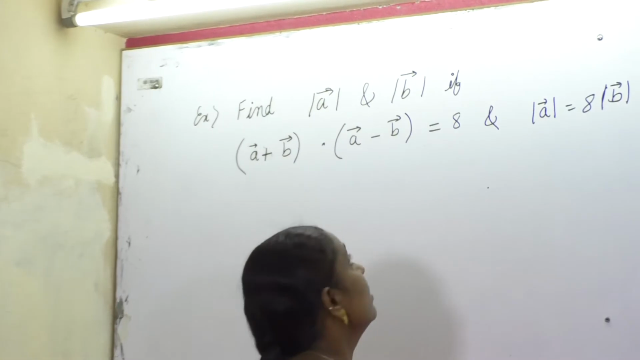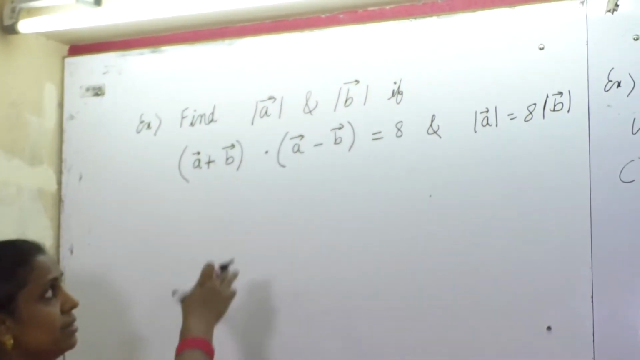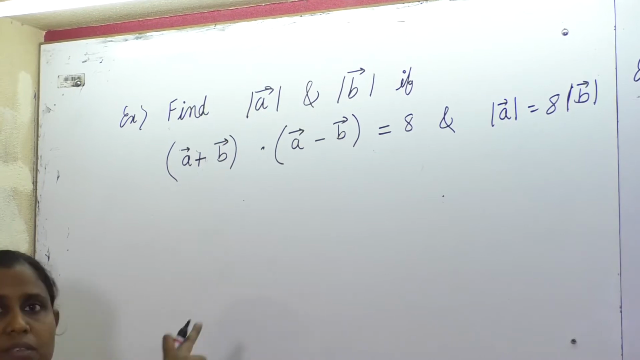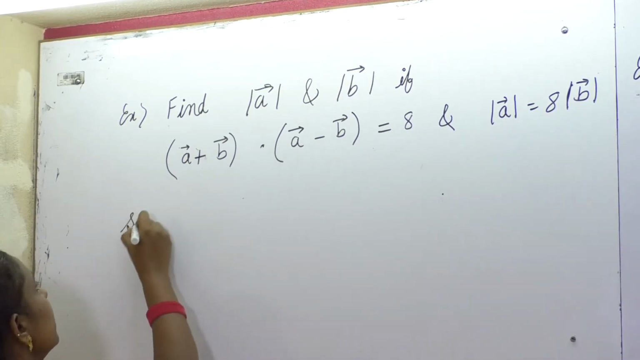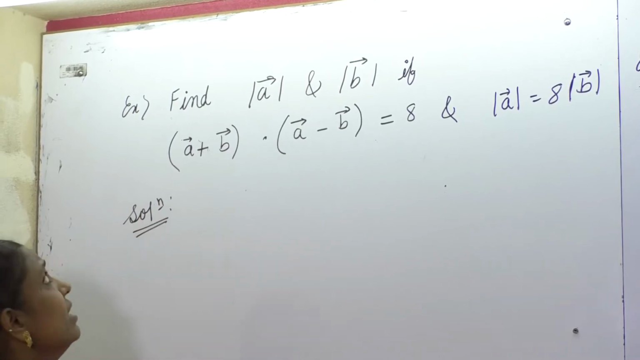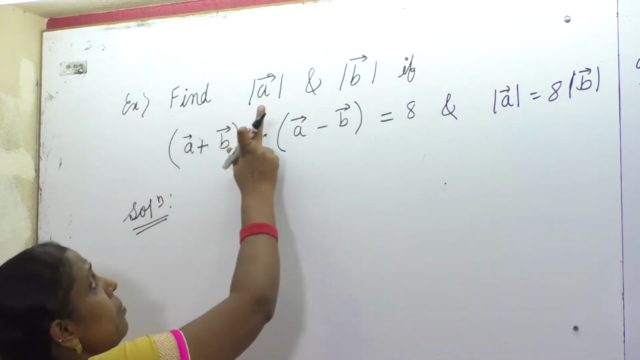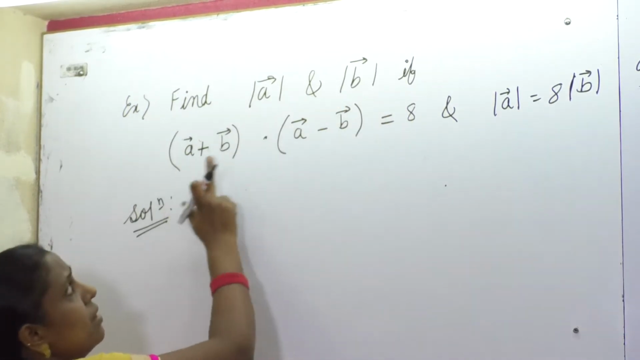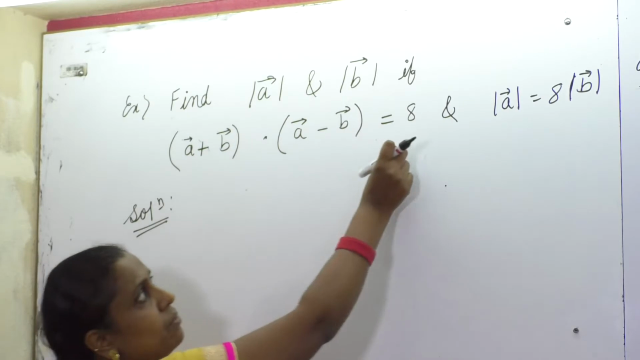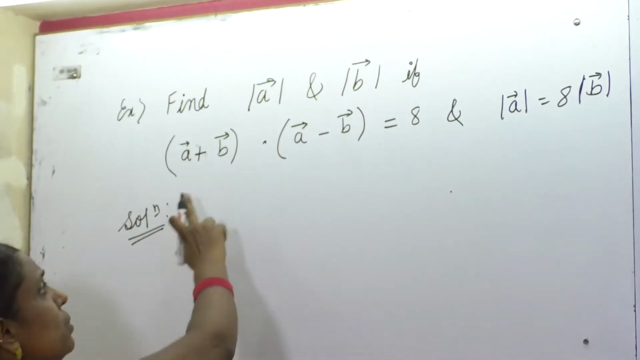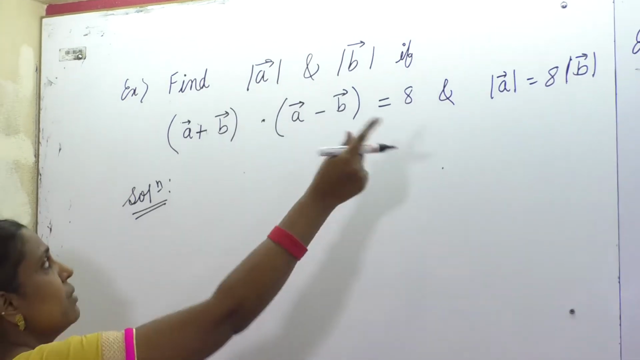Let us try. So here I have collected only this part. This question we are going to solve now. The question says: find magnitude A and magnitude B if two conditions are given. This is the first and that one is the second.